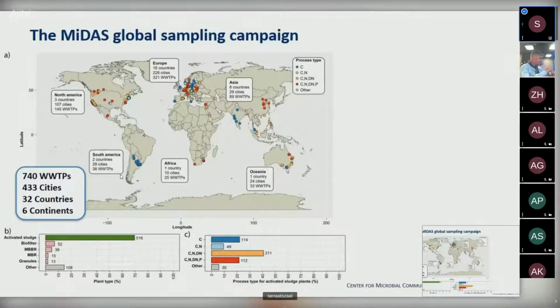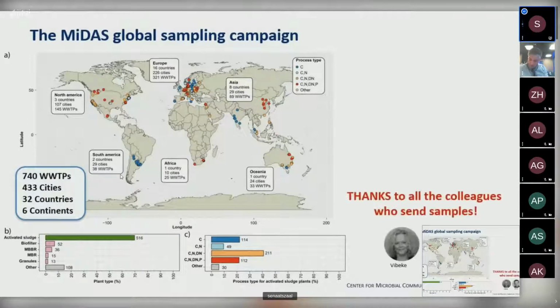We therefore conducted the MiDAS global sampling campaign and obtained samples from wastewater treatment plants all over the world. So from more than 700 wastewater treatment plants, more than 400 cities, and more than 30 countries. And this is of course only possible due to a lot of good colleagues who helped us sample all of these wastewater treatment plants. And I would also like to give a special thanks to Vibeke, who coordinated this sampling, and to Simon, who processed the samples in the wet lab.